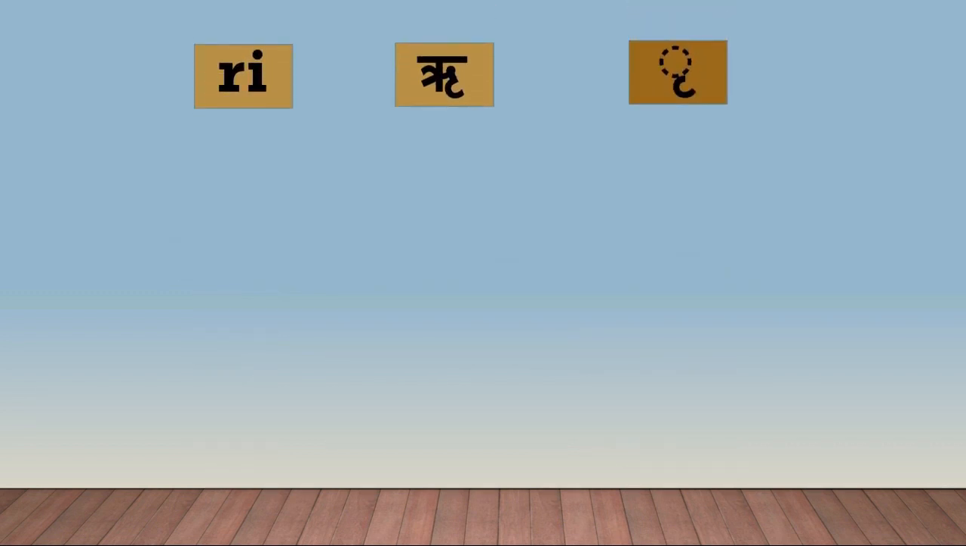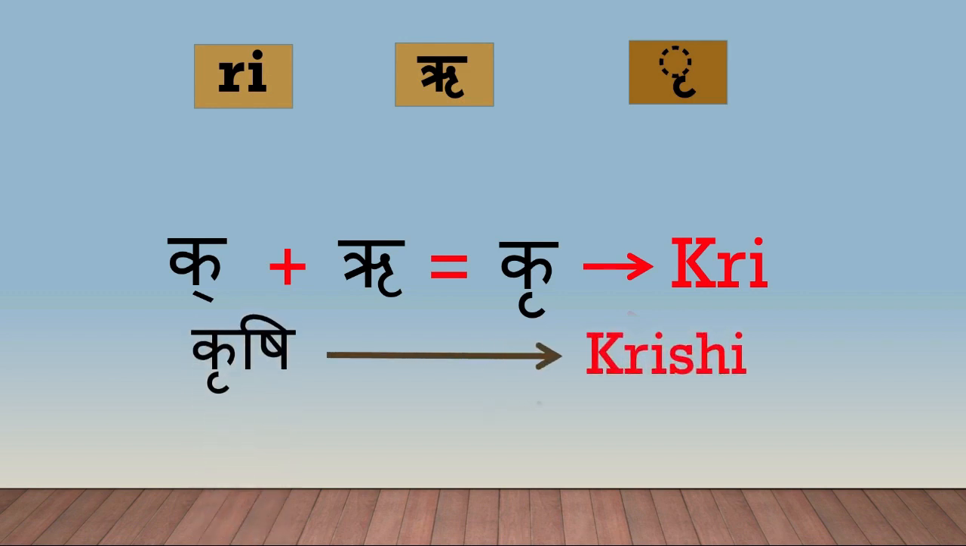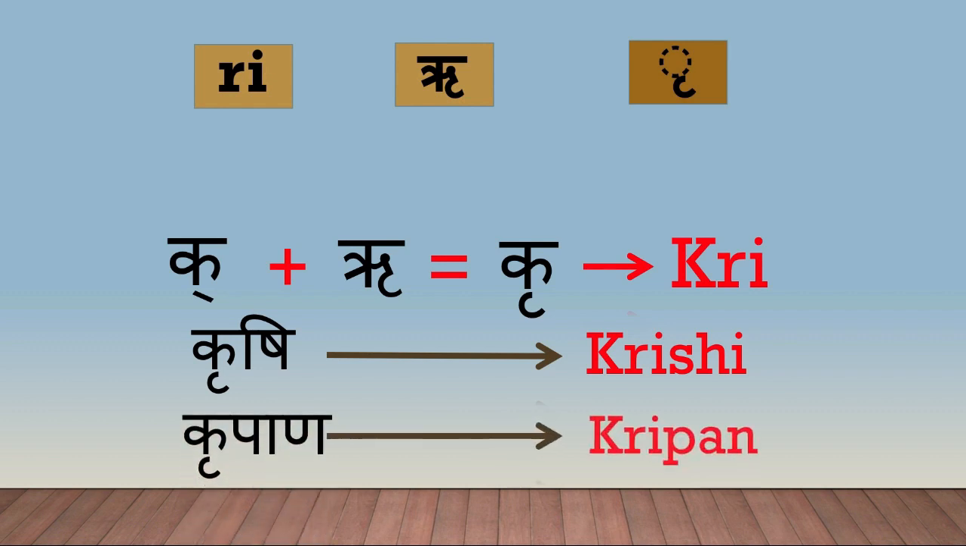Next letter sound is ri with the sign of ri ki matra. For example, k plus ri, it gives a sound of kri. In English, it's kri. As a word we pronounce as krishi. In English, it's krishi. Next, kripan. In English, it's kripan.